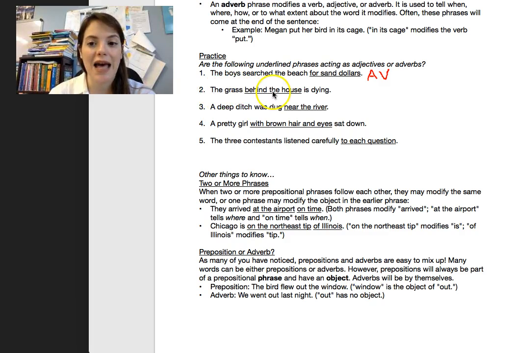All right, let's look at my next one. The grass behind the house is dying. So behind the house looks like it's describing grass, which comes right before it, which is what we'll usually see with adjective prepositional phrases. It's giving us more information about that noun. What kind of grass? It's the grass that's behind the house. So I'm going to say that's an adjective.